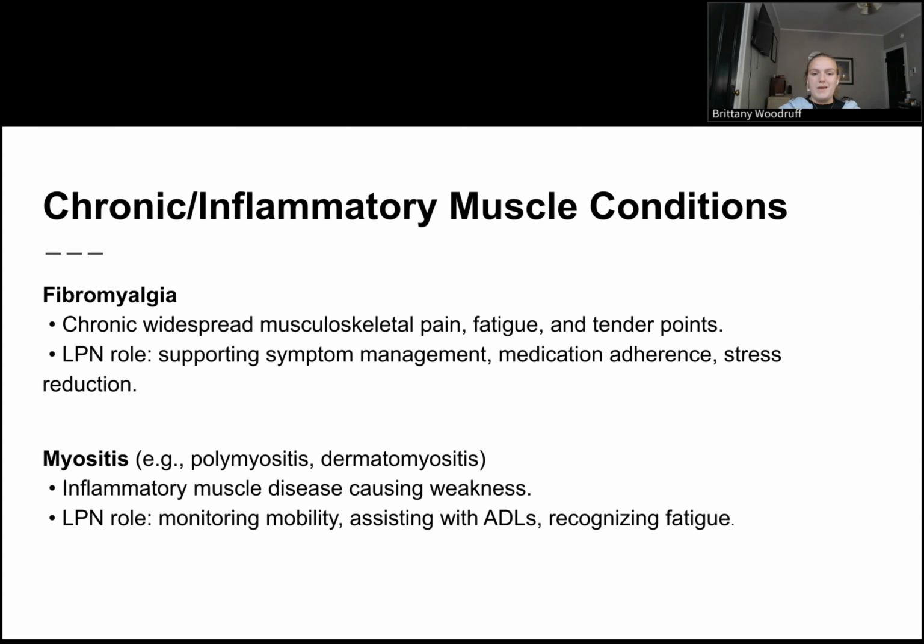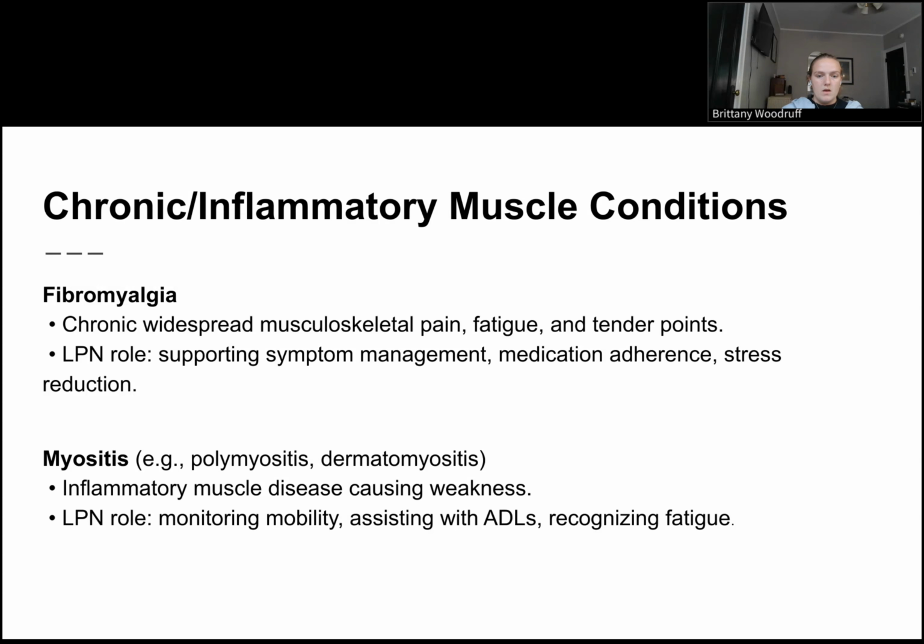Like I said, mainly with fibromyalgia, again, it's supporting symptom management, maintaining medications, helping them manage pain, and also educating them on stress reduction, because stress can cause fibromyalgia flare-ups to happen.